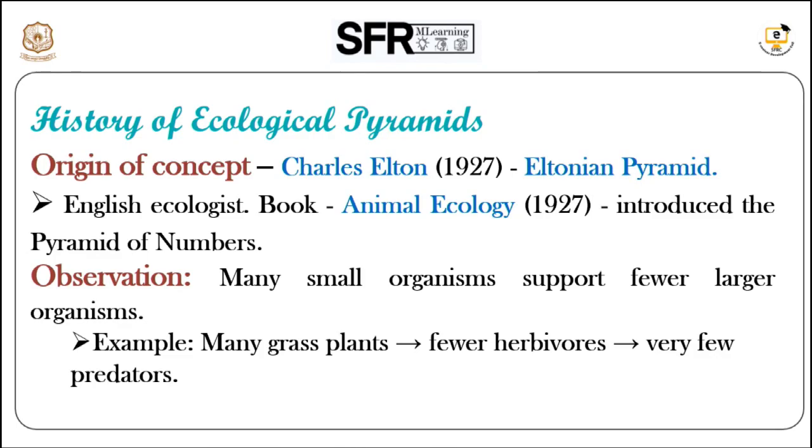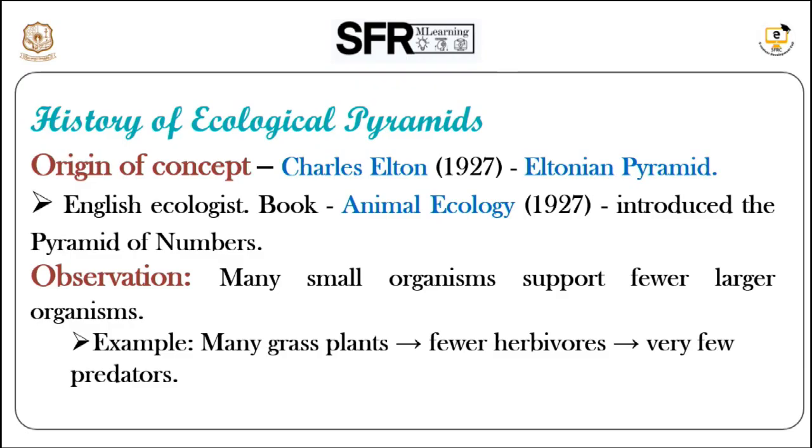And who developed this ecological pyramid? For the first time, in the year 1927, Charles Elton used the term ecological pyramid in his book Animal Ecology in the year 1927. So in his book he indicated the name ecological pyramid of numbers to designate the various organisms which are present in different trophic levels.